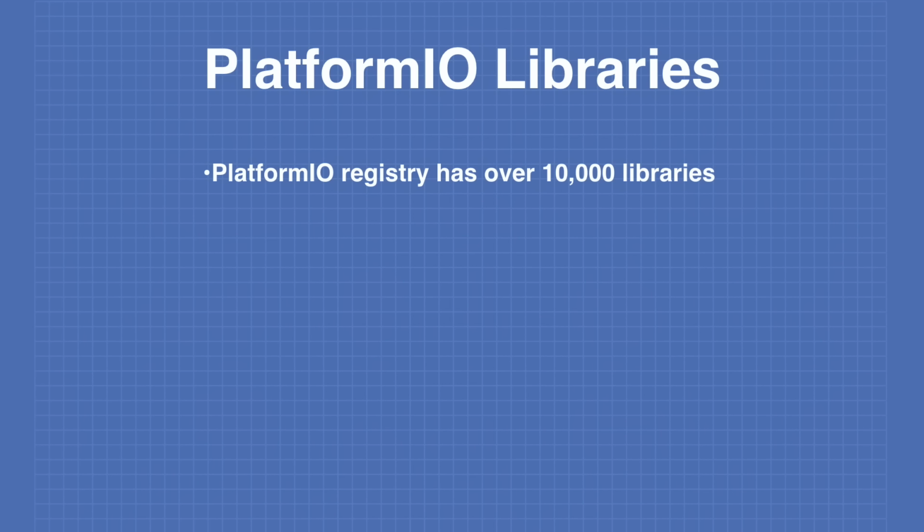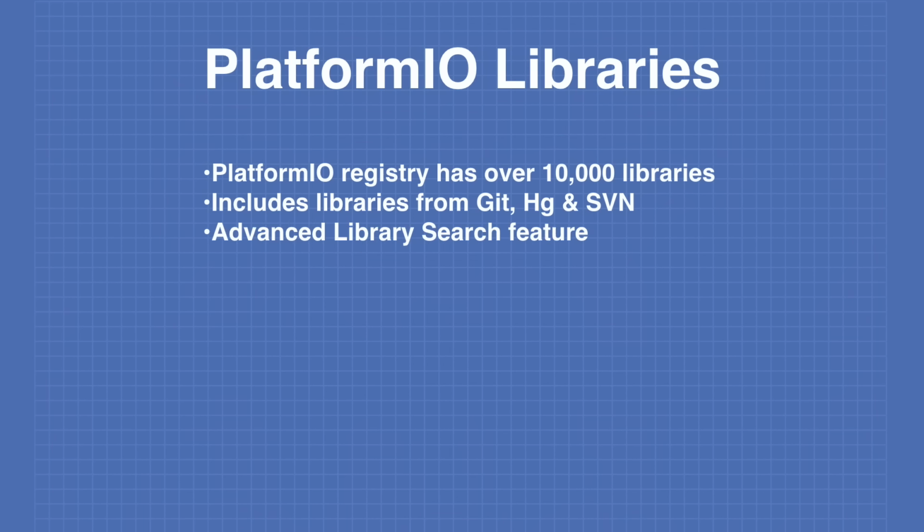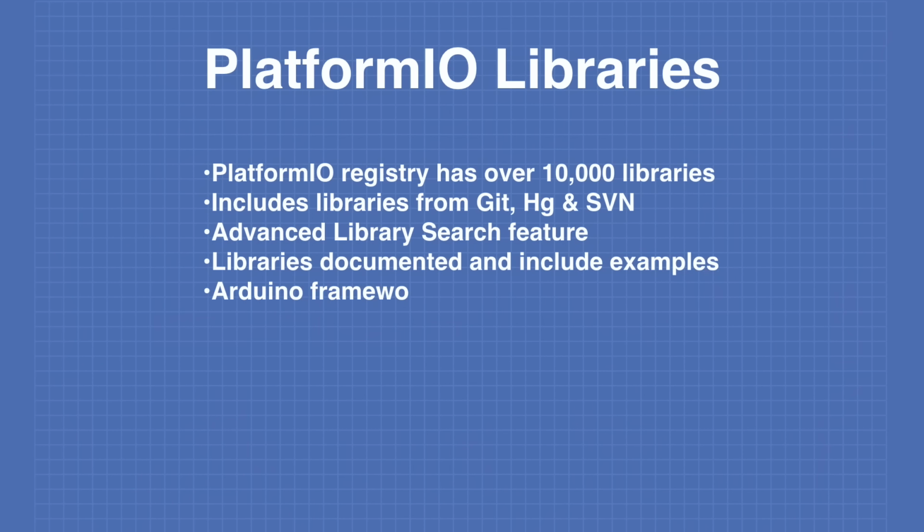The PlatformIO registry has over 10,000 libraries to choose from. It includes libraries from sources like Git, HG, and SVN Subversion. It has a very advanced library search feature that allows you to search by the library name, by the file name, or the name of the component that the library supports. Most of the libraries are very well documented, and they include example code. When using the Arduino framework, you have access to all of the Arduino built-in libraries.